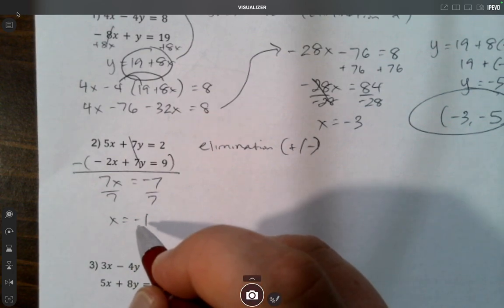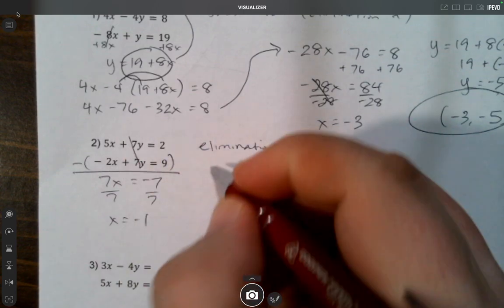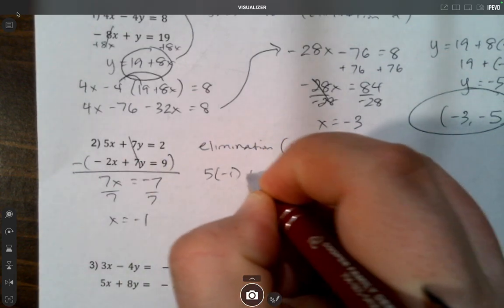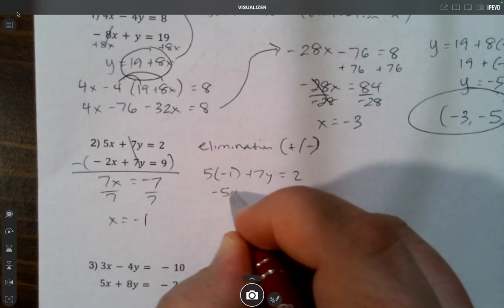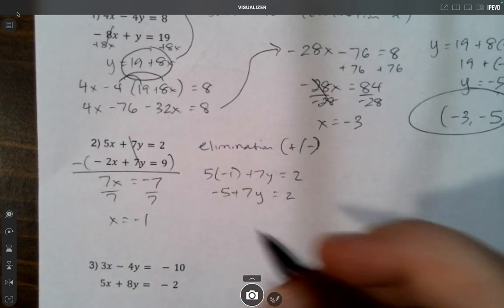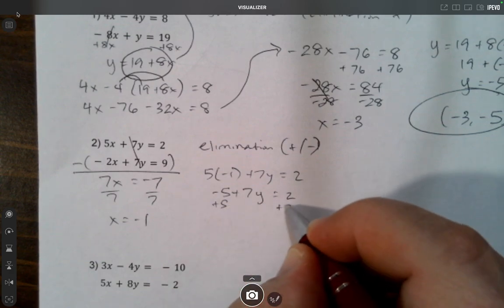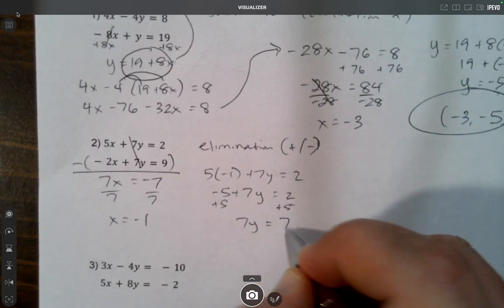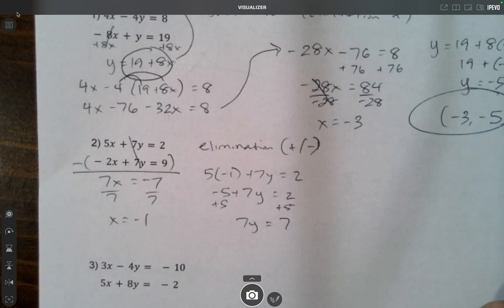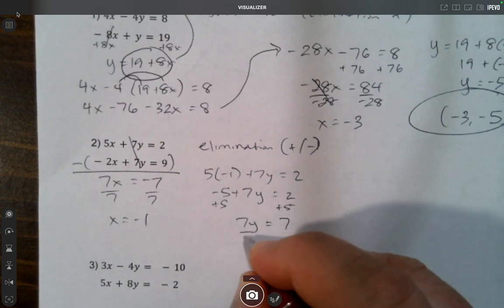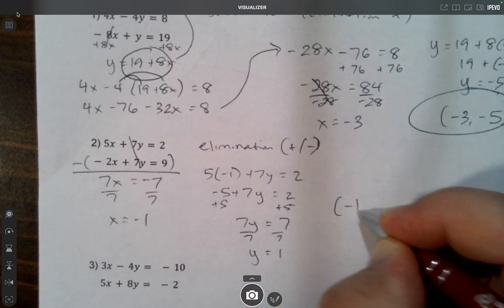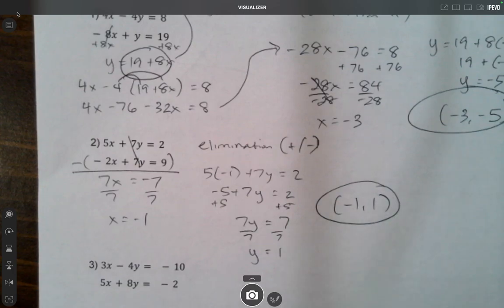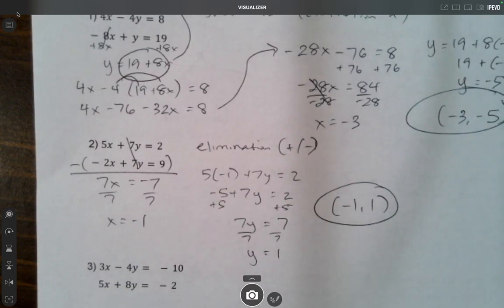Okay, and I can plug negative 1 into either of these 2 equations. I'll just do the top one. 5 times negative 1 plus 7y equals 2. That's negative 5 plus 7y equals 2. Add 5 to both sides. I get 7y equals 7. Divide both sides by 7, and I get y equals 1. So the ordered pair that solves this system of equations is negative 1, positive 1.